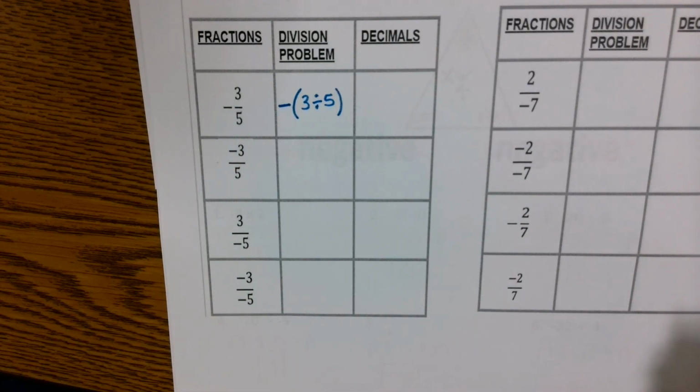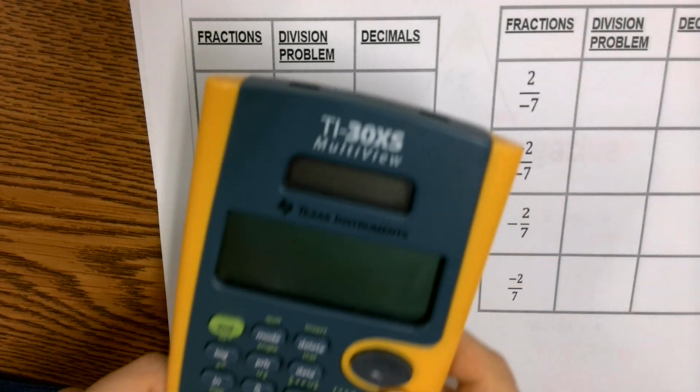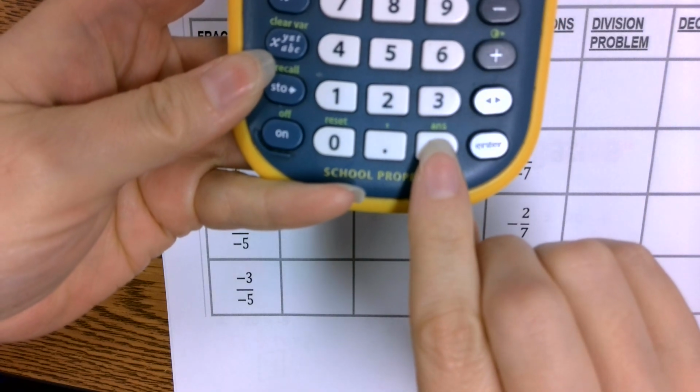So what I want you to do right now is set that up in your calculator. Take your calculator and type it out just as I just wrote it. Do the negative sign. Let me grab a calculator so you guys can see too. We're going to do the negative sign, then parentheses, 3 divided by 5, and close parentheses. So this is what it looks like here.